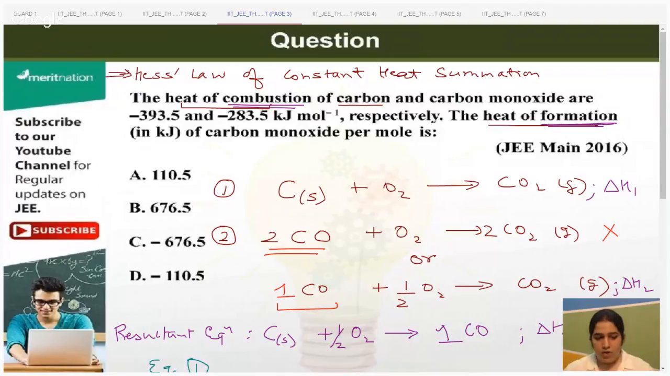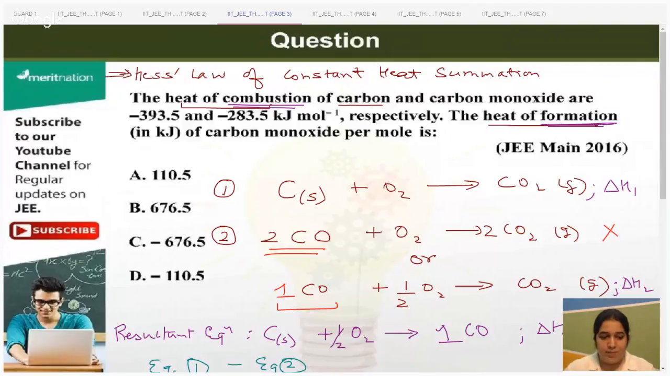Now when I look at the next component, CO here is coming on the product side, but in the second reaction, carbon monoxide is written on the left hand side, right? So if I add 1 and 2, I will get carbon monoxide on the left hand side, but that's not what I require in the resultant form. I require it on the right hand side. So we will subtract the second equation. Let's try to do that.